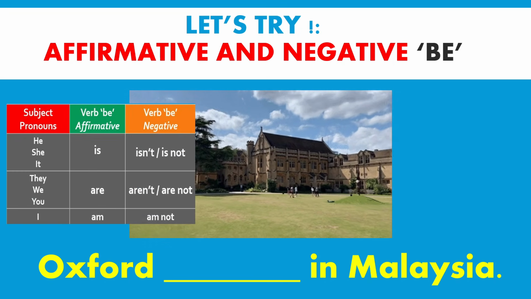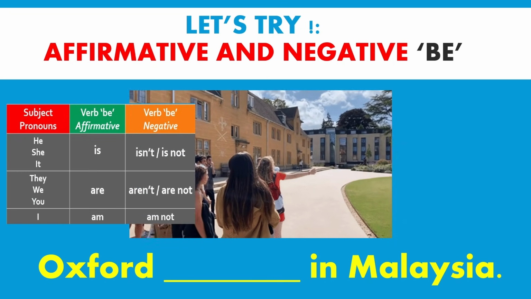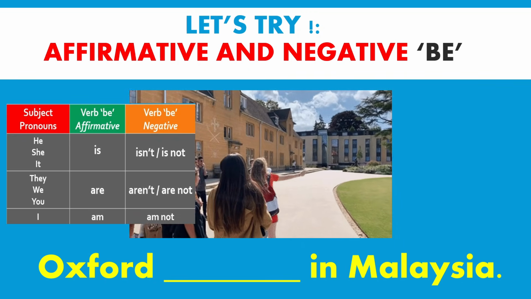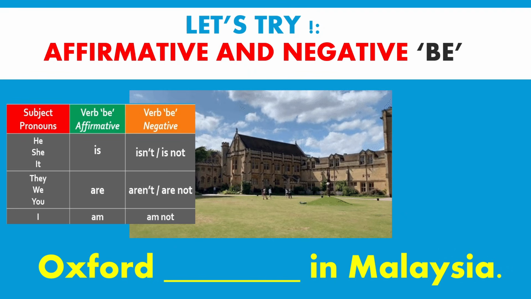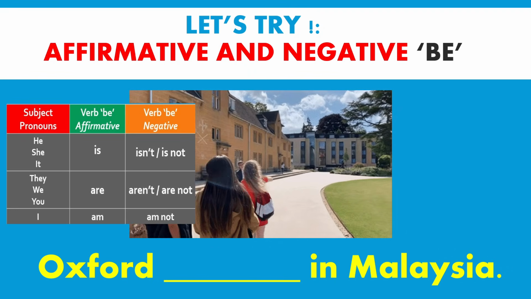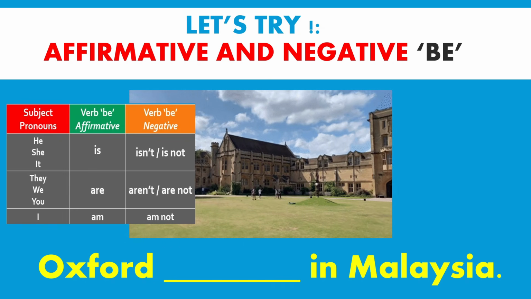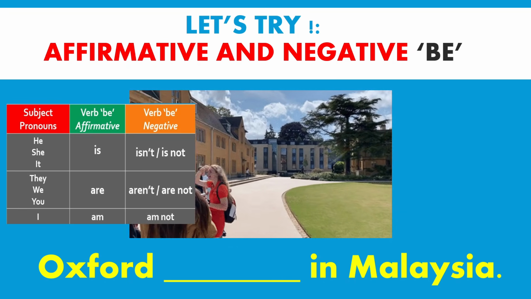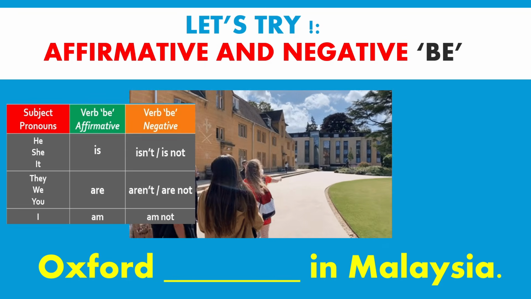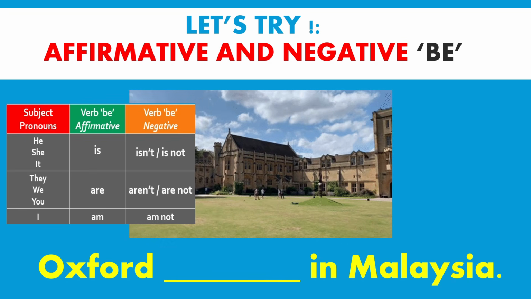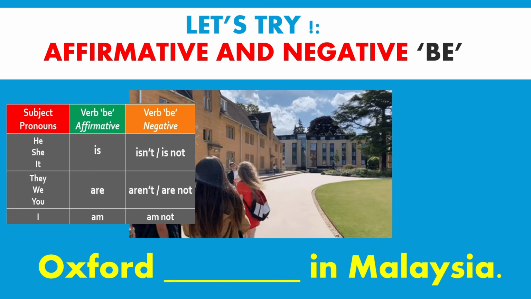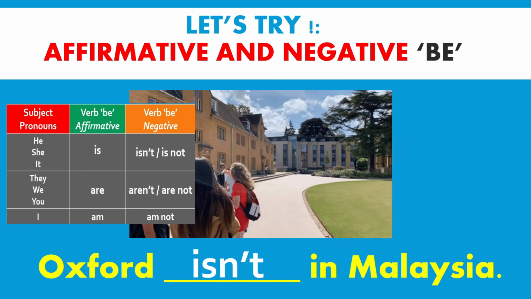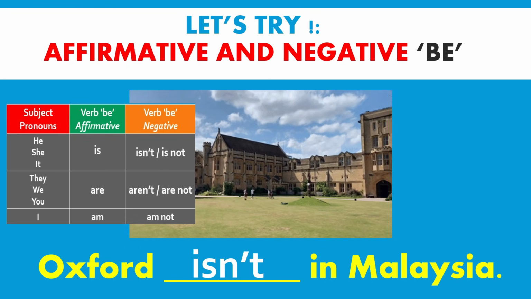Oxford, how many places? It's only one. Is it non-human? Yes. Is it only one? Yes. So the subject pronoun is it. So is it is, it are, or it am? It is. But because is is used for an affirmative sentence, we have to go for negative. What is the negative for is? The answer is isn't or is not. Oxford isn't or is not in Malaysia.